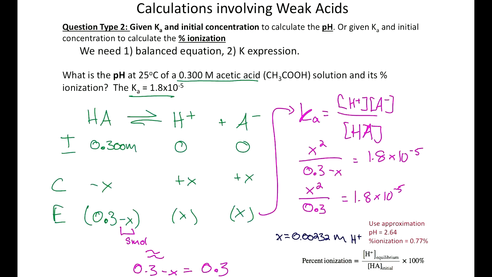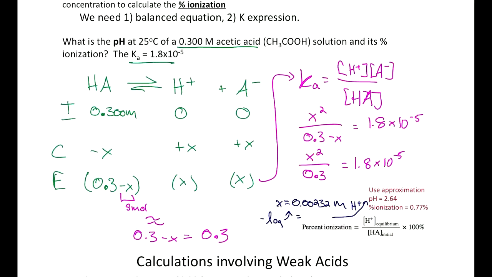So how do we get our answer? Negative log that. So negative log that number, and you do get a pH of 2.64. So 2 decimal places, because Ka has 2 sig figs. See, this is no different from chapter 15. Honestly, it's easier because 99.9% of the time for weak acids and weak bases, you can approximate.